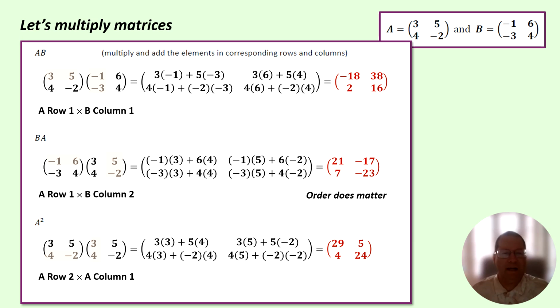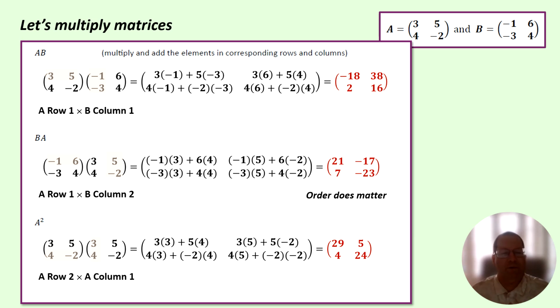So let's look at how to actually multiply matrices. And as it says, we multiply and add the elements in corresponding rows and columns. So for the matrix A times the matrix B, we start by looking at row 1 of matrix A and column 1 of matrix B, and we times the 3 by the negative 1 and the 5 by the negative 3, and then we add those together, and that gives us negative 18. And then we do something exactly the same for each other row and column.